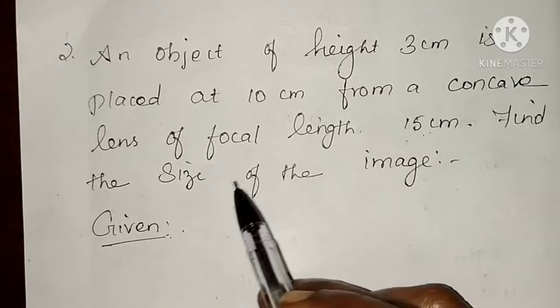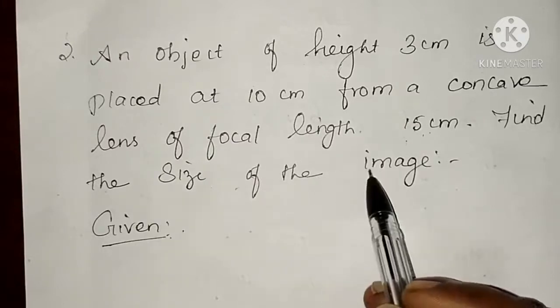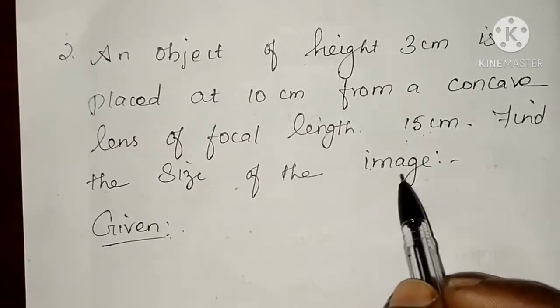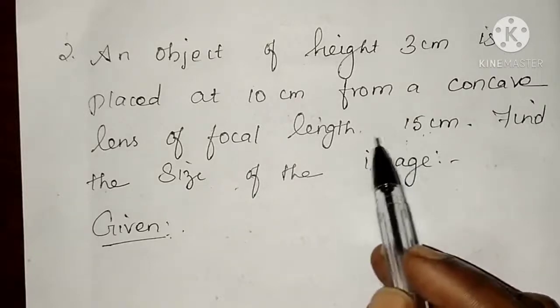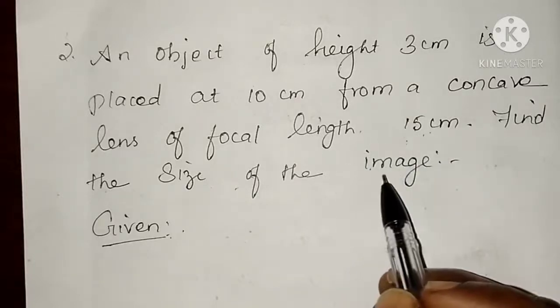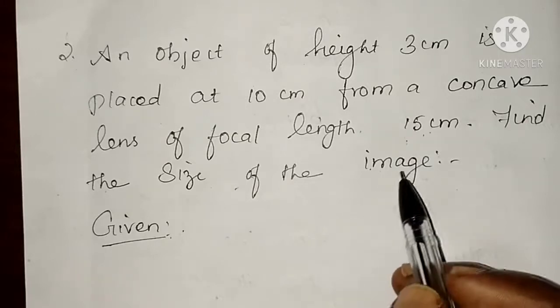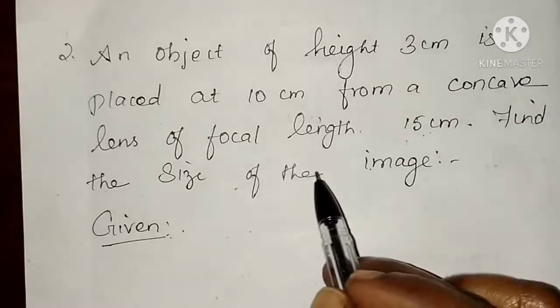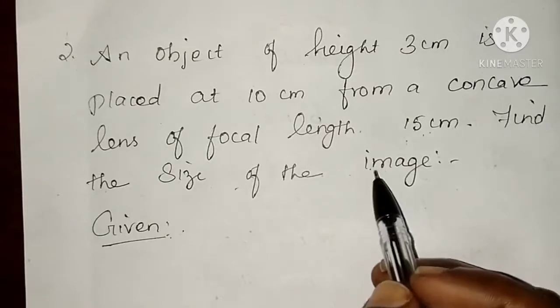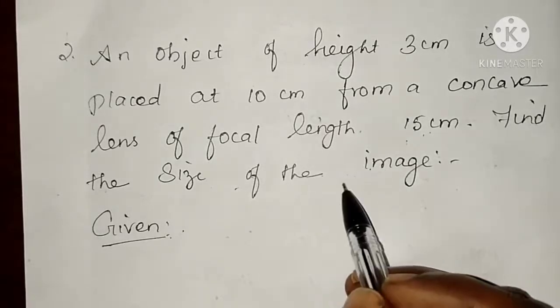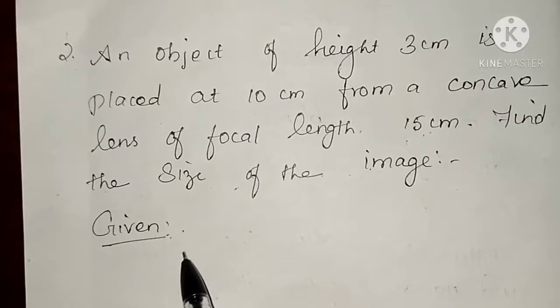And we have to find the size of the image. So if we need to find the size of the image, first we have to find the image distance, because magnification is equal to image distance by object distance, v by u. So we must first find the image distance, then only can we find the size of the image. So let us first see what is given here.